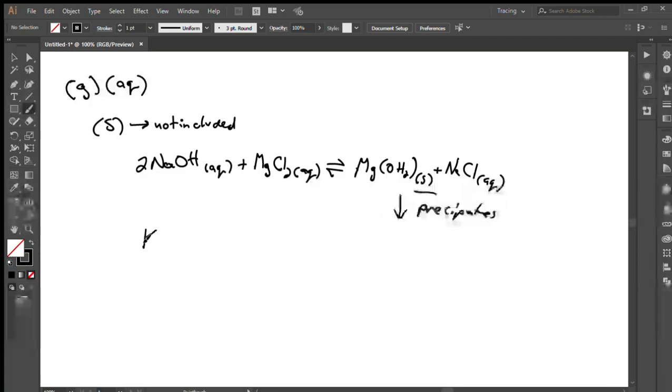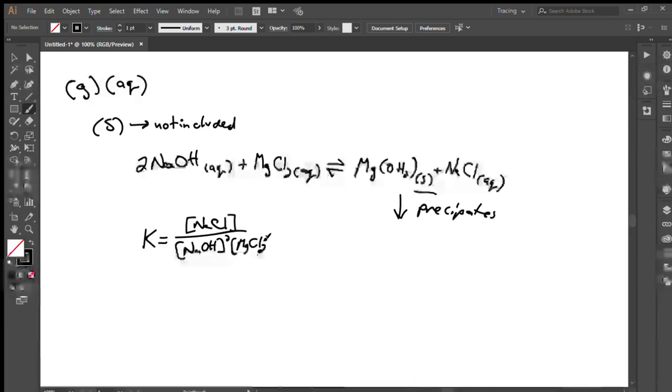So our K for this would be our products, and we don't use magnesium hydroxide because it's a solid, so our K here is just our sodium chloride over our reactants, sodium hydroxide to the second power, and magnesium chloride.